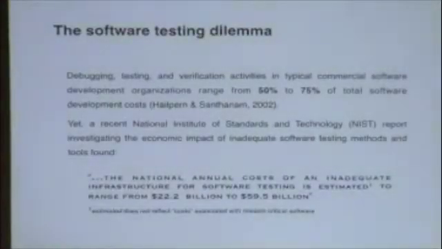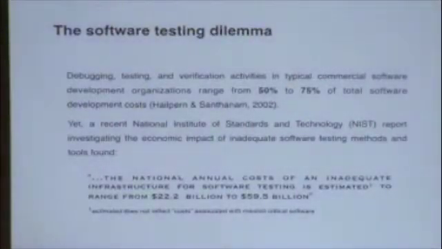So let me start by motivating the conversation, right? And I'll sort of motivate it by bringing to your attention a few little details that appeared in a NIST report back in 2002, some 12 years ago, and in a paper that appeared in 2002 in the IBM Systems Journal. And the paper that appeared in the IBM Systems Journal was by Heilpern and Santhanam, right? And they were talking about software testing. And one of the things that they claimed in that paper was that up to 75% of the resources, the cost of building software, could be attributed to software testing activities, right?